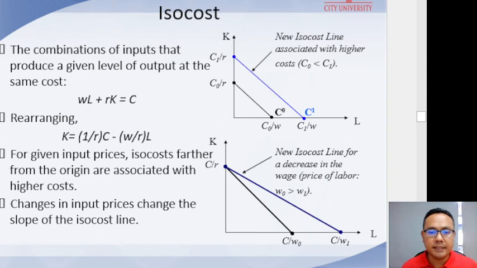Similarly, changes in input price affect the position of the isocost line. An increase in the price of labor makes the isocost line steeper. This is where we see the new isocost line for a change in the price of labor. So changes in input price change the slope of the isocost line.